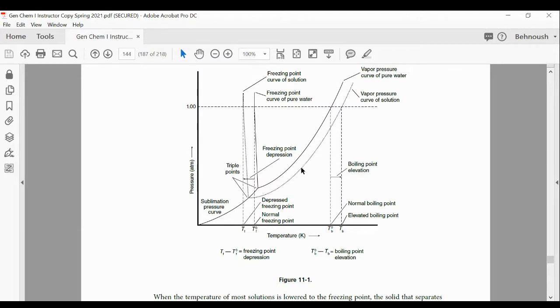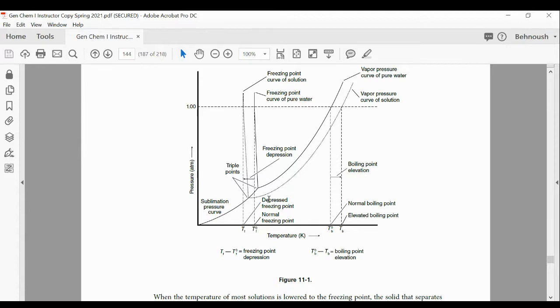When you add a solute, you change the solution. Let's say you have water and you add salt to it. When you add salt, the freezing point is going to be lower. That's why, to make ice cream, you add salt to ice to lower the temperature, or to melt the ice on the street, they add salt. The boiling point is going to be higher. So we have boiling point elevation and freezing point depression. That is known as colligative property.